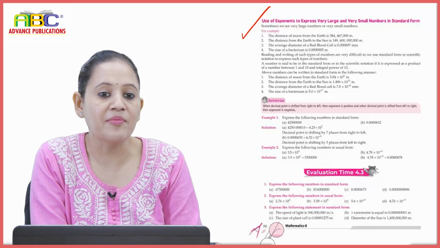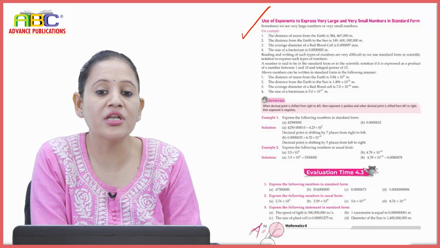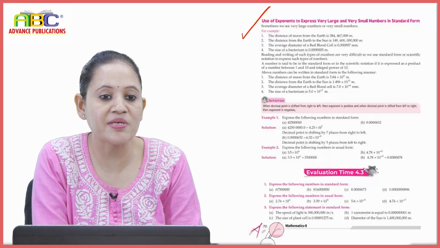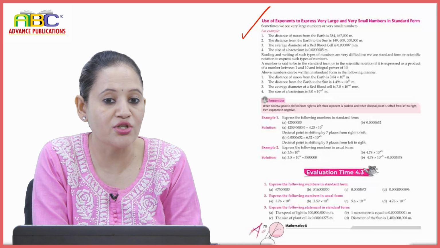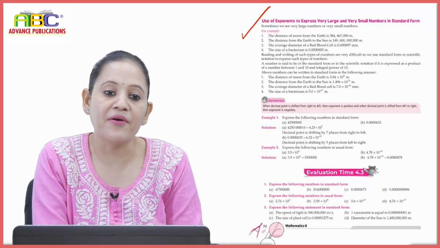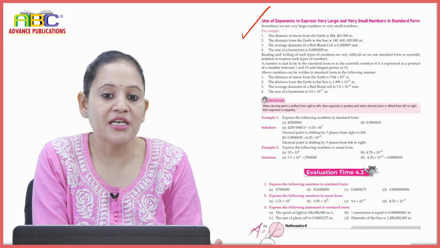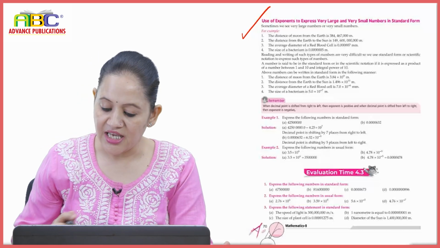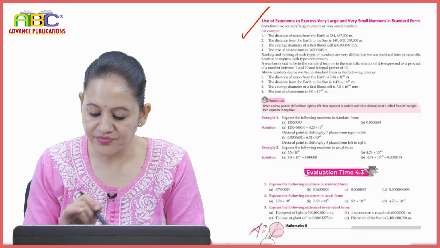How do we do it? The number is said to be in the standard form or the scientific notation if it is expressed as the product of a number between 1 to 10 and an integer power of 10. So the above numbers can be written in the following manner. The distance of the moon from the earth, we can write it this way.